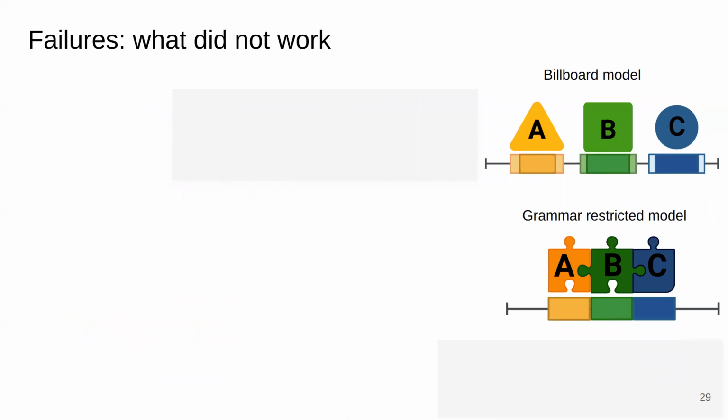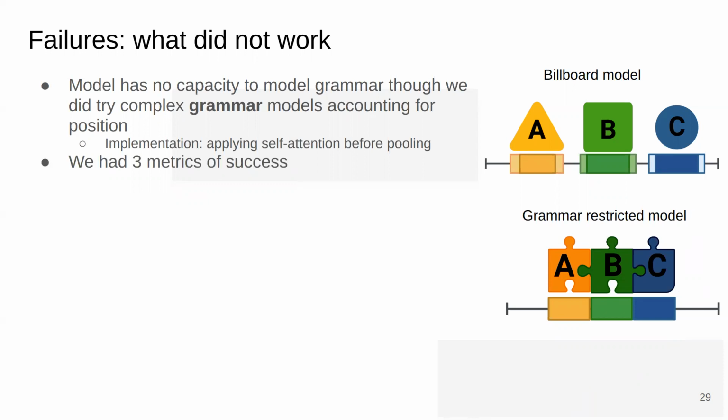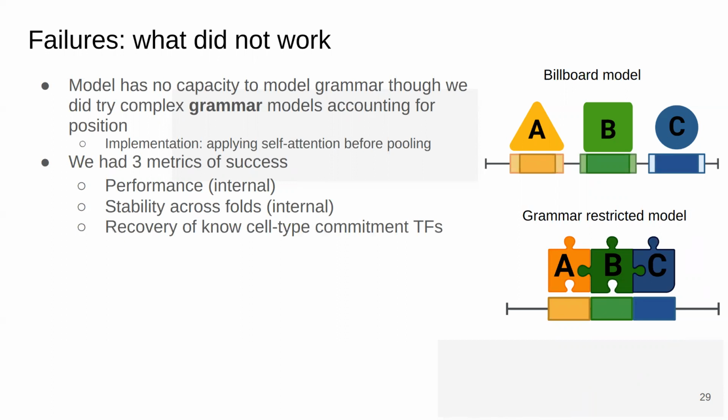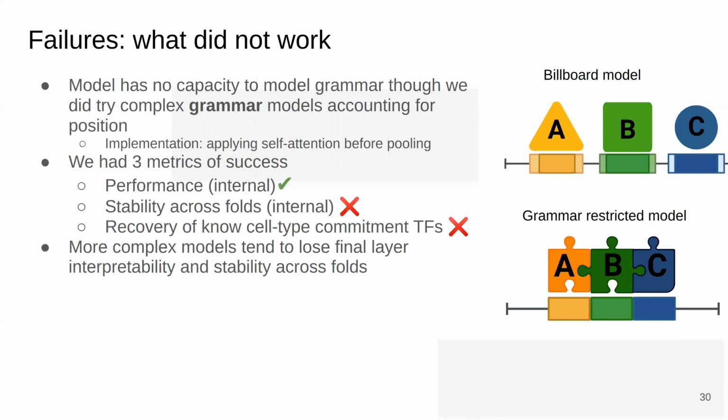Finally, a few things that we tried that didn't work. Our model is completely agnostic to any grammar. We're just counting presence and absence, with none of the positional effects or how the transcription factors are positioned relative to one another. We did try to do this, but it didn't work. In what sense did it not work? We had three metrics of success: performance, stability across folds, and an external metric, which is recovery of known cell type commitment TFs. More complex models tend to lose that final layer interpretability and stability across folds. Performance, of course, is actually okay. You can make very complex models that perform just fine.